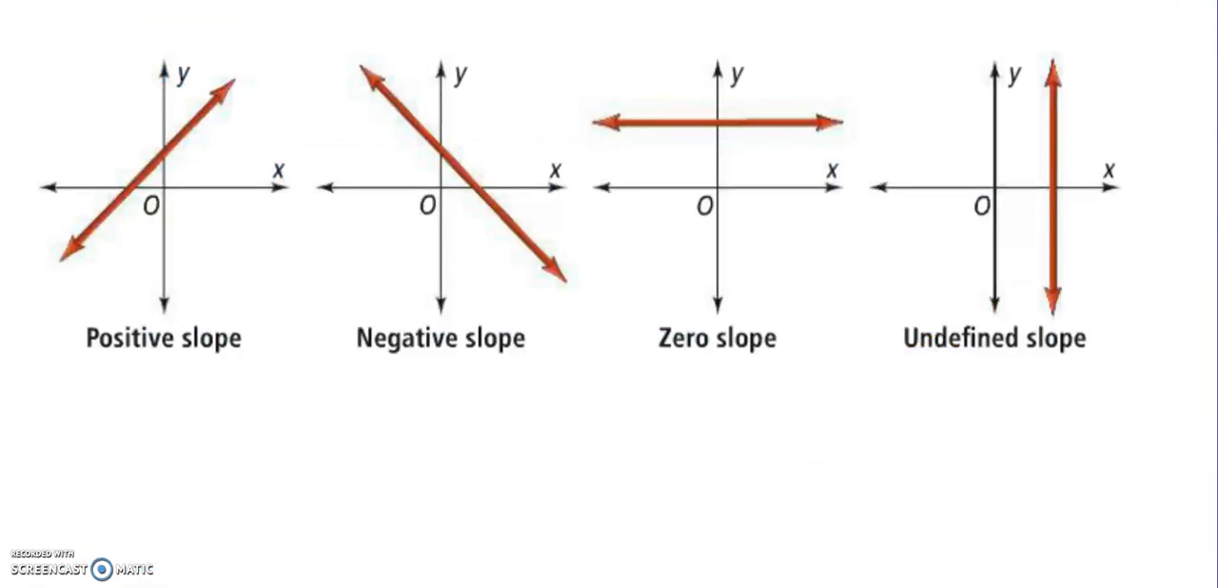So there are 4 different types of slopes. There's a positive slope when your line goes from bottom left to top right. Negative slope goes from top left to bottom right. A zero slope is any horizontal line, and that will be any y equals some number, okay? Not just y equals mx plus b.